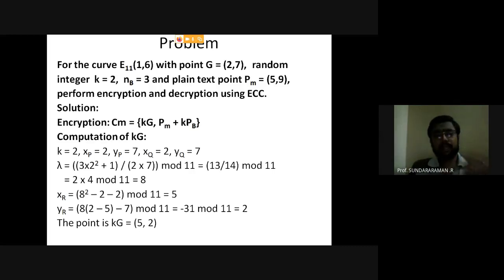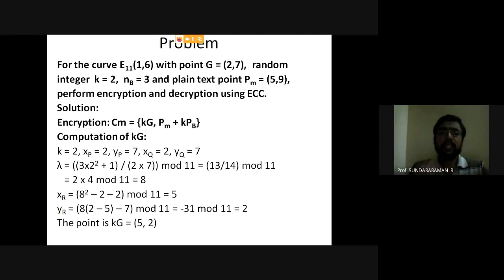Now let us begin with the encryption process. As you know, the encryption process requires 2 points to be generated. One is K into G, another one is PM plus K into PB. So now let us compute these elements one by one. First let us compute the K into G. What is K? K is equal to 2. And what is according to the curve?